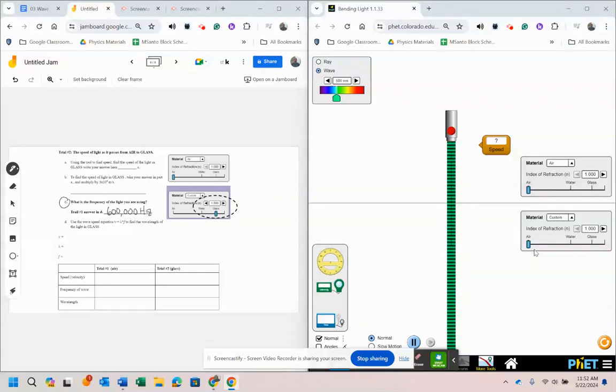Okay, so trial number 2. We're going to do all the data collection for trial number 2. I'll show you the calculations, and then you guys can answer the questions and complete trial 3 and 4.